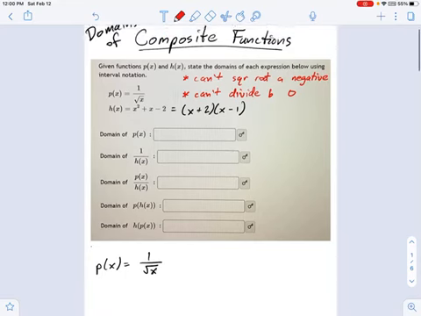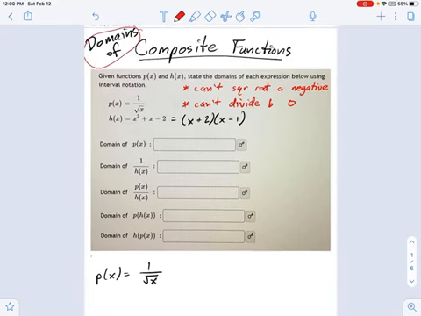This is a complicated problem. We're going to start talking about the domains of composite functions. And to do that, you have to first remember what causes a domain restriction.